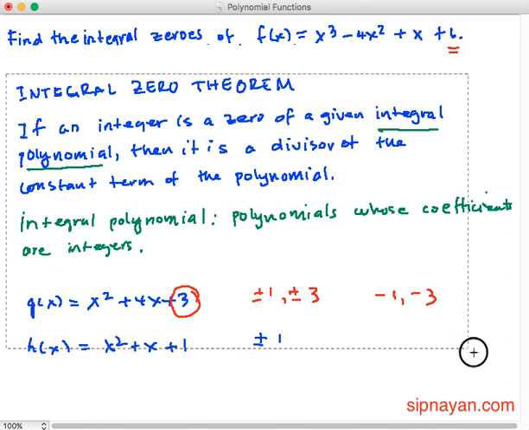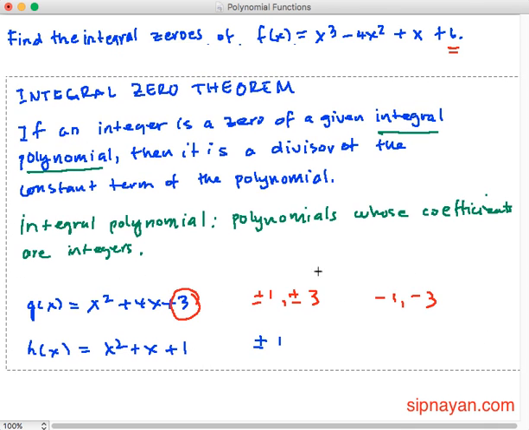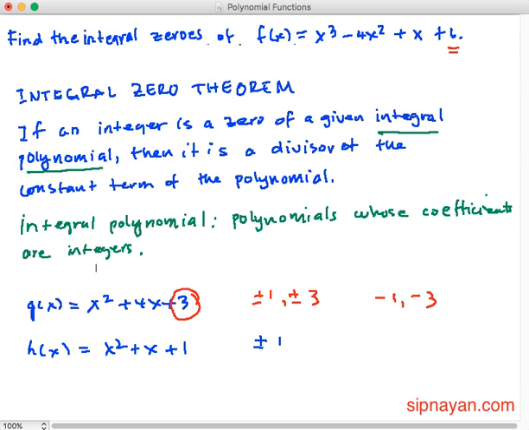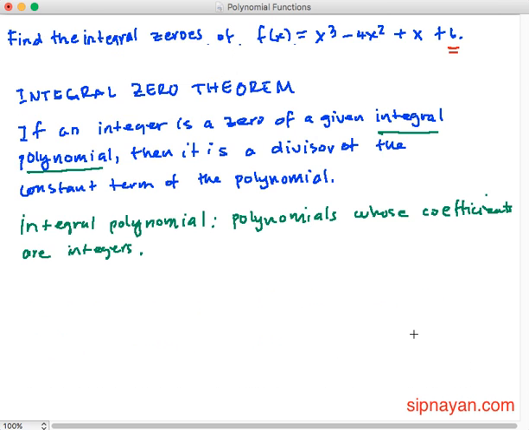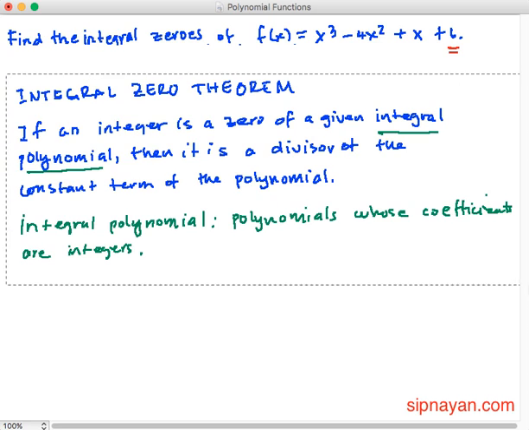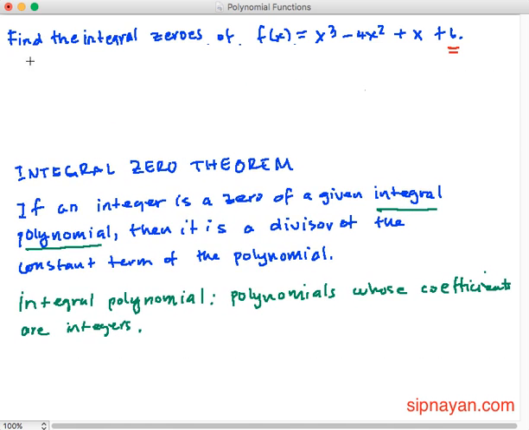So ano ba muna yung mga factors or divisors ng positive 6, no? Ano ba yung 6? We have 1 times 6 is equal to 6. We have negative 1 times negative 6 is equal to 6. We have 2 times 3 is equal to 6. Negative 2 times negative 3 is equal to 6. May naisip pa ba kayong iba? Wala na, no?